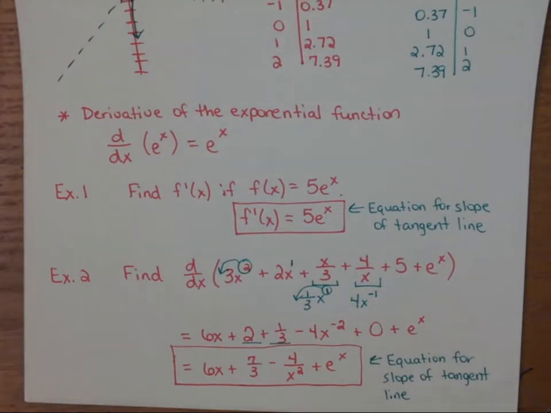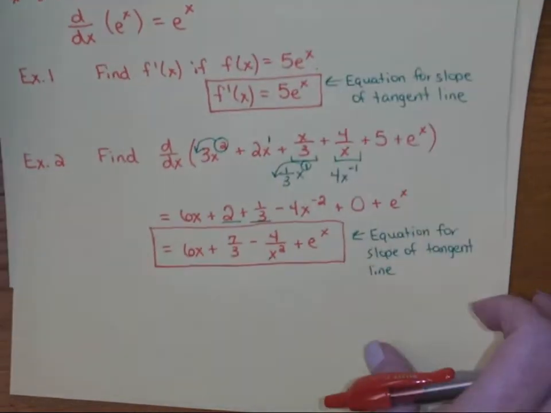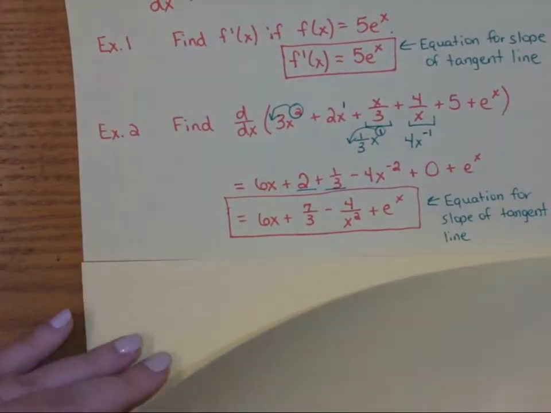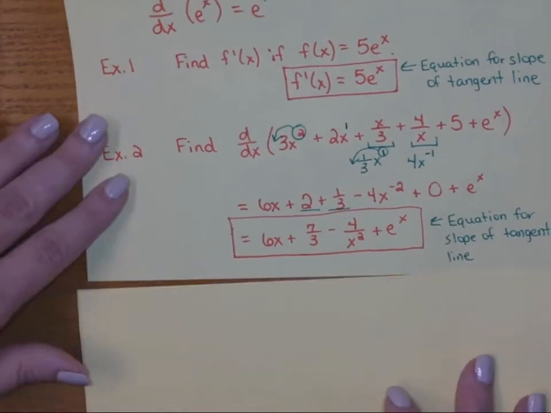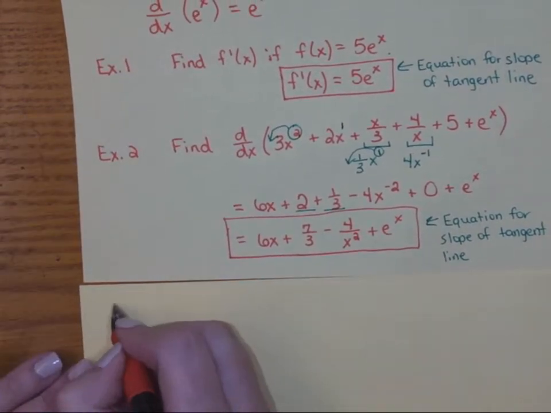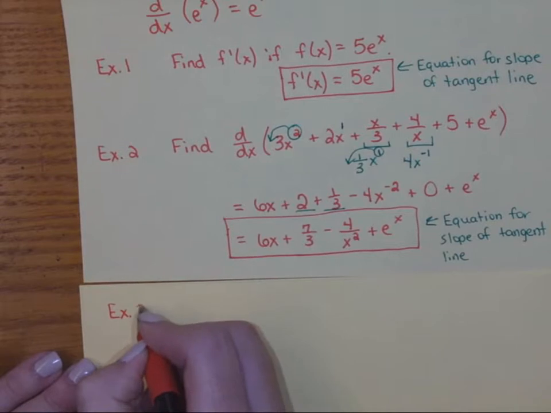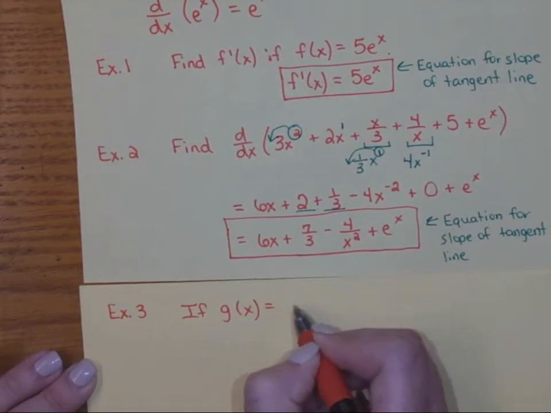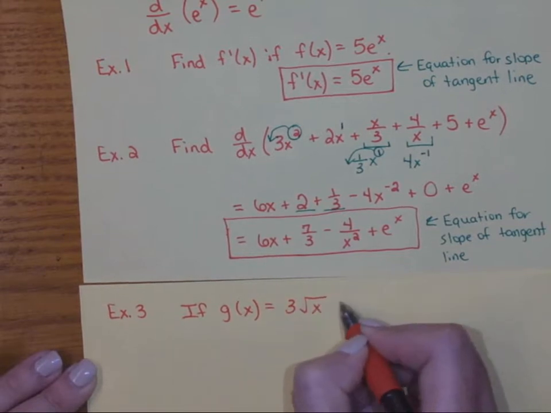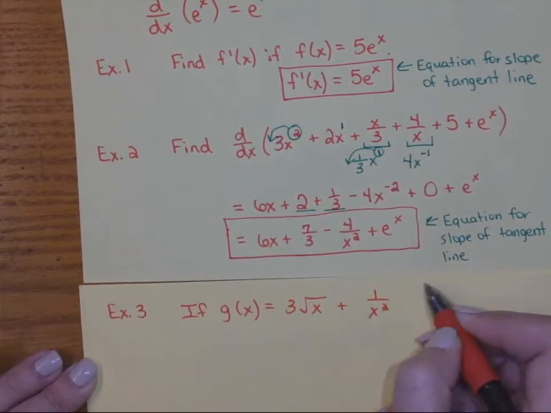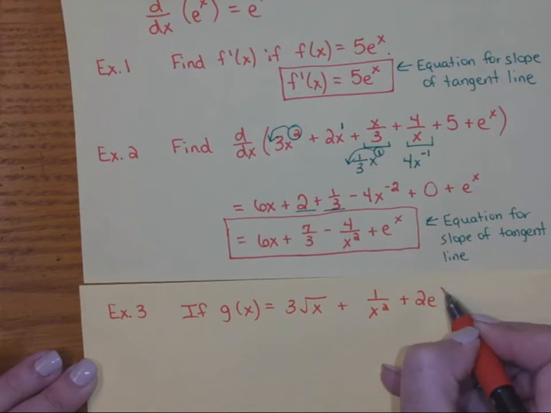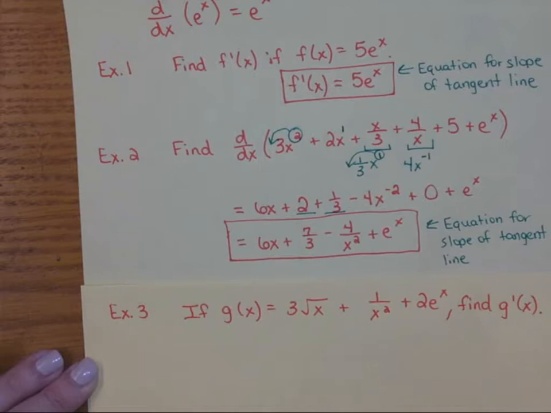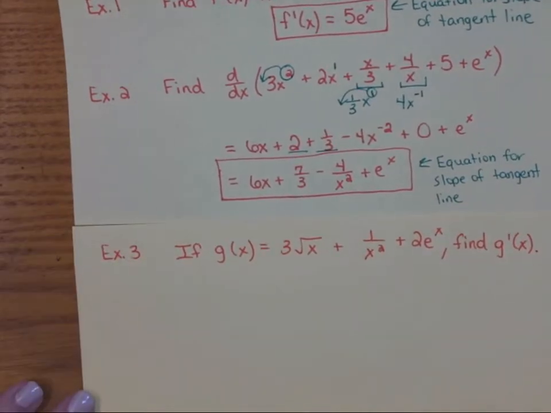So let's look at one more. Honestly, I'm really not going over the new rule as much as I am just kind of reviewing some of the rules from last week. So what if g of x equals 3 square root of x plus 1 over x squared plus 2 e to the x, and I told you to find g prime of x, which means go find the derivative.